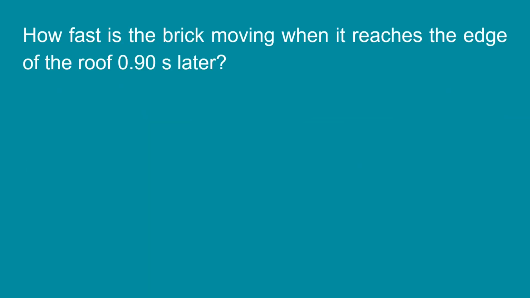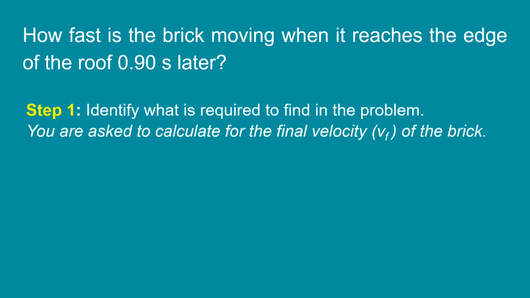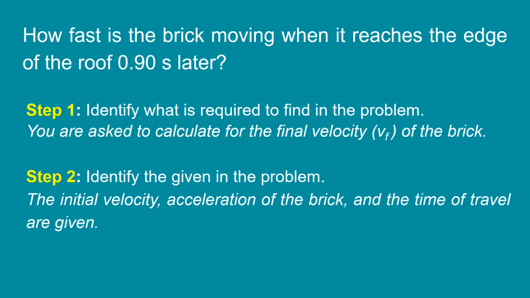To answer this sample problem, let's follow these steps. Step 1. Identify what is required to find in the problem. You are asked to calculate the final velocity of the brick. Step 2. Identify the given in the problem. The initial velocity, acceleration of the brick, and the time of travel are given, wherein initial velocity is equal to 0, acceleration is equal to 4.9 meters per second squared, and time is equal to 0.90 seconds.